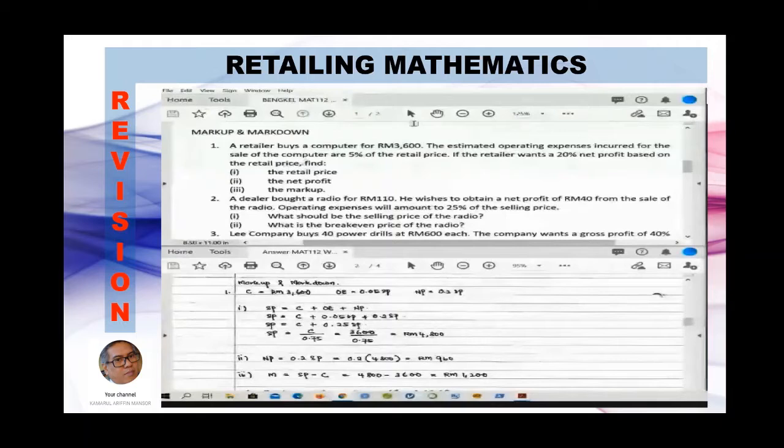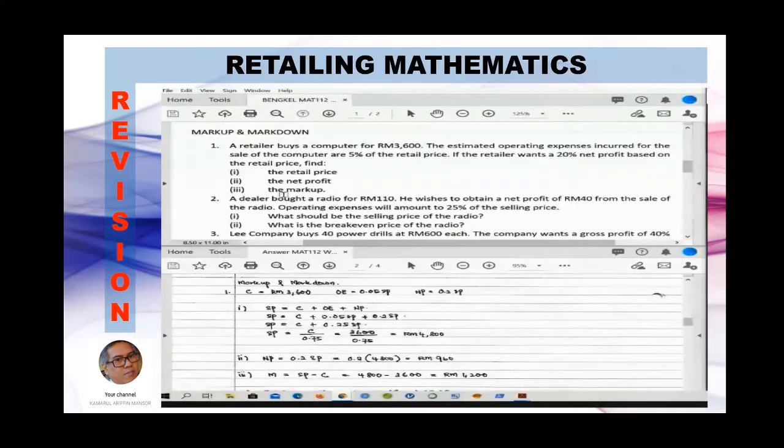A retailer buys a computer for 3,600. The estimated operating expenses incurred for the sale of the computer are 5% of the retail price. If the retailer wants a 20% net profit based on the retail price, first find the retail price, second find the net profit, and then third find the markup. Okay, so itu yang dia nak kita cari.